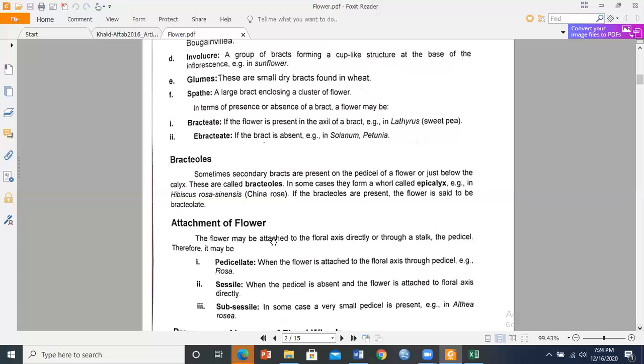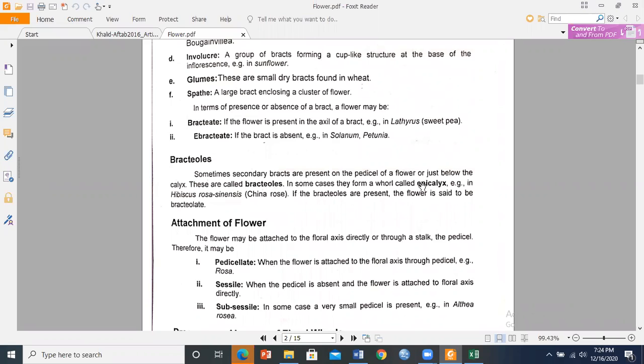Bracteole. Sometimes secondary bracts are present in the pedicel. The pedicel is actually the stalk of the flower, just below the calyx. These are called bracteoles. In some cases, they form a continuous whorl and are called epicalyx.